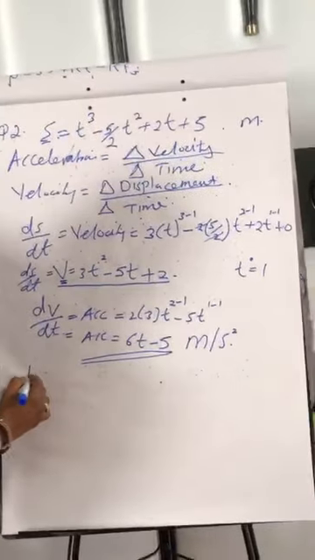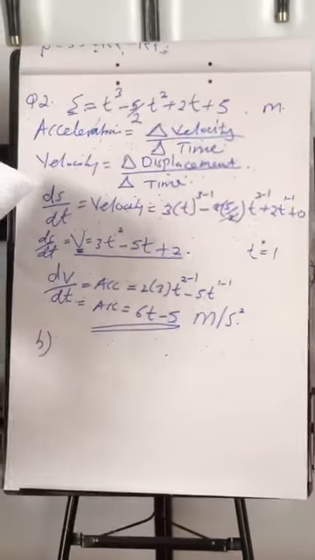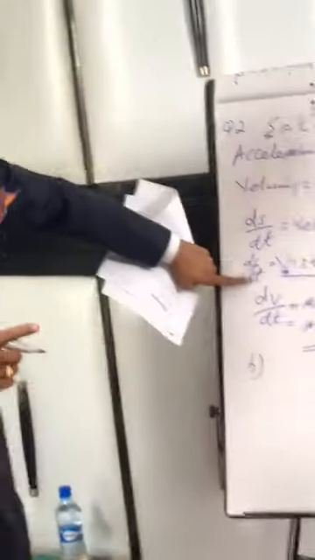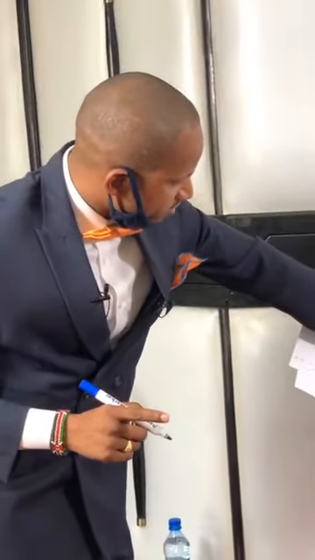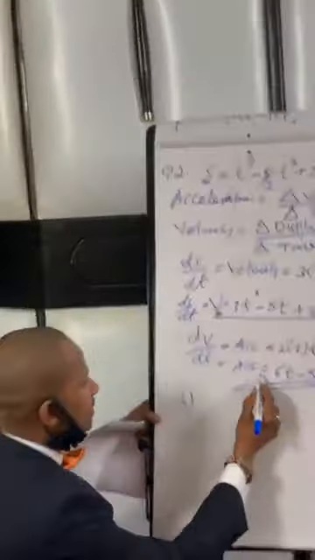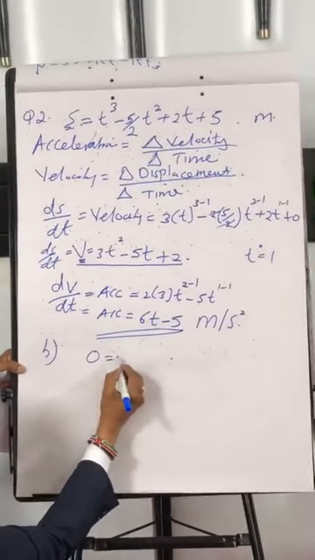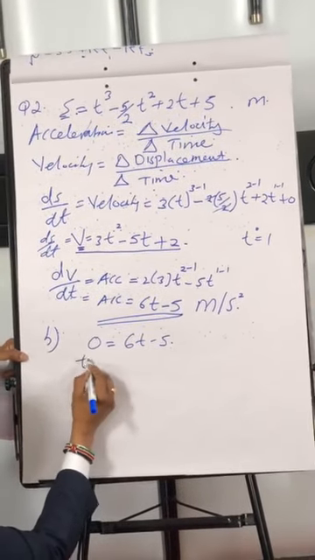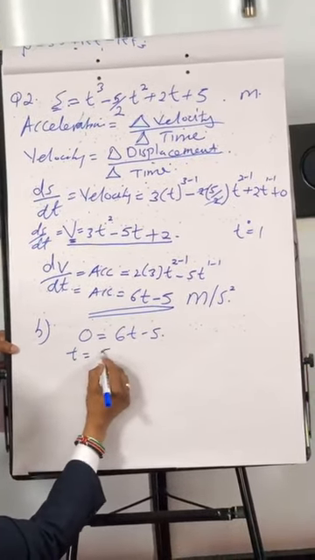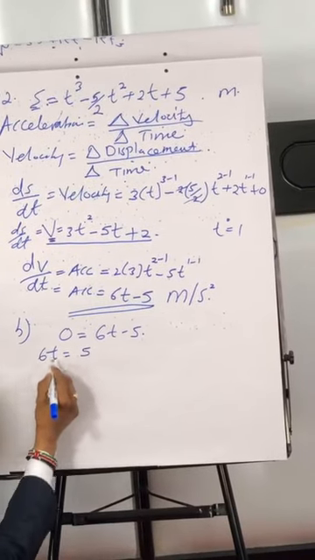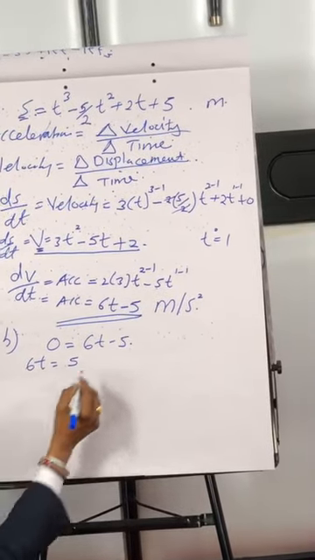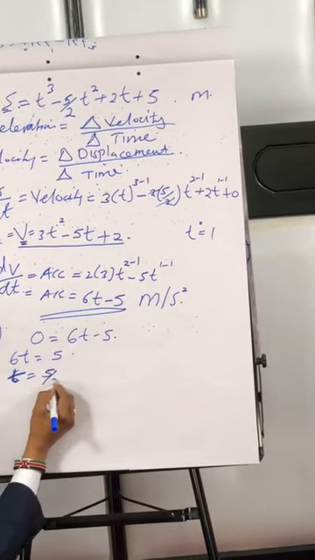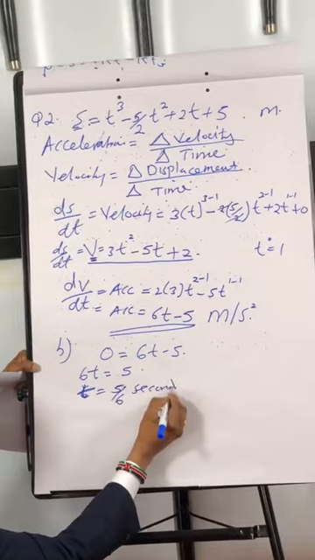Part B of the question says find the velocity when acceleration is 0. When acceleration is 0, where is our acceleration? This is our acceleration, the equation. So at this point, when acceleration is 0, we have 6t minus 5 equals 0. We want to find the value of t. 6t is equal to 5, when 5 crosses the other side it becomes positive. This gives us the value of t as 5 over 6 seconds.